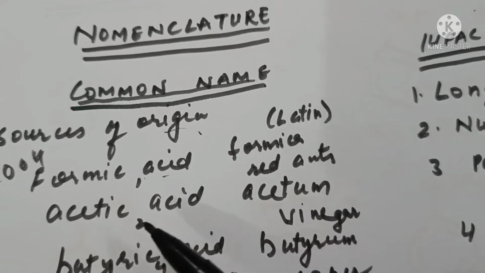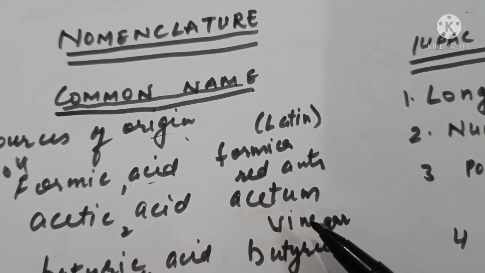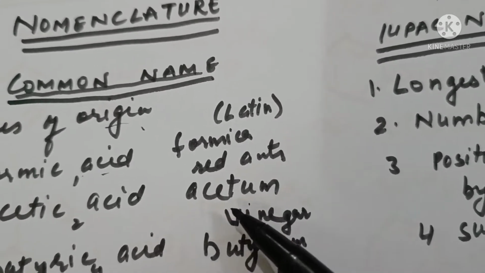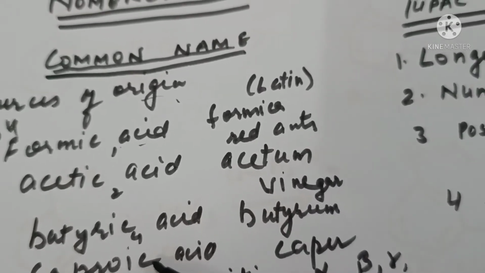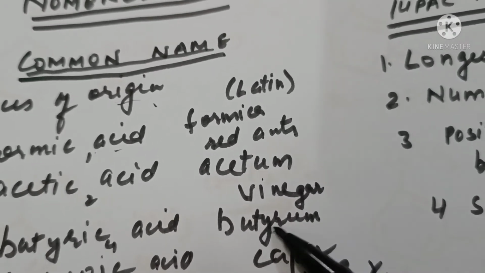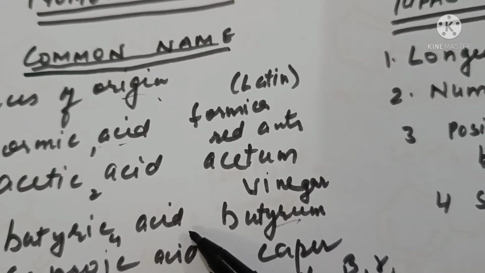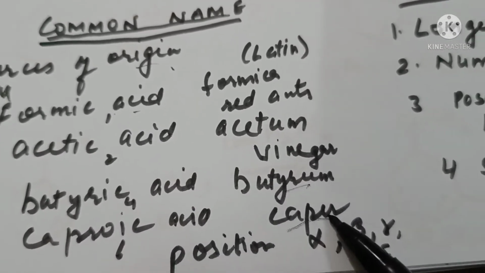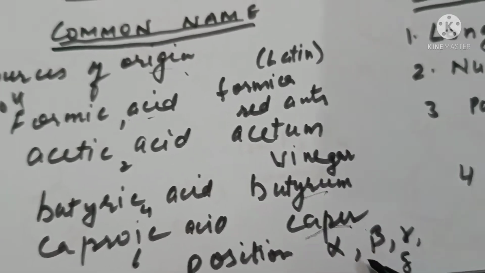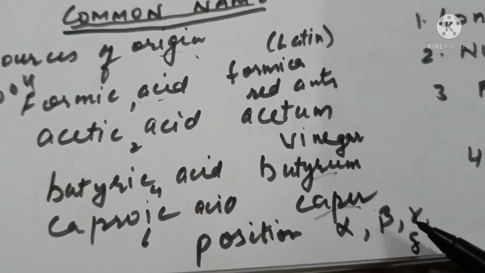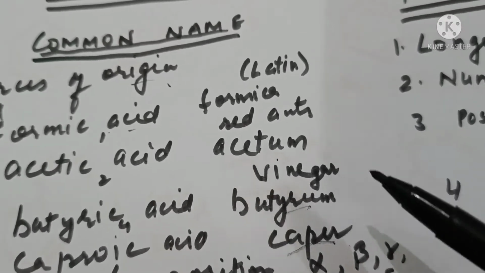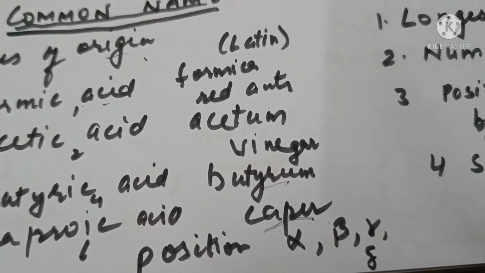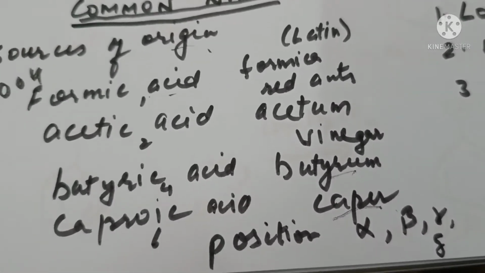Similarly, acetic acid, the word acetum comes from vinegar, which in Latin is called acetum. Similarly, butyric acid in Latin is called butyrum. It's obtained from rancid butter. And caproic acid comes from the word caper, which means goat in Latin. So these are the common names of compounds. In common system of nomenclature, to depict the position of a substituent, we use the prefixes alpha, beta, gamma, delta, etc.